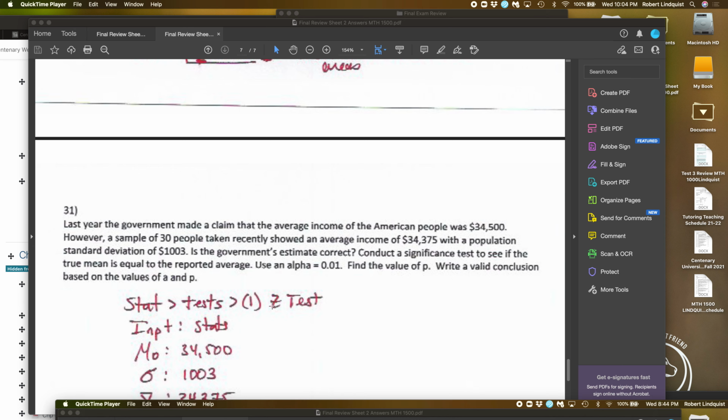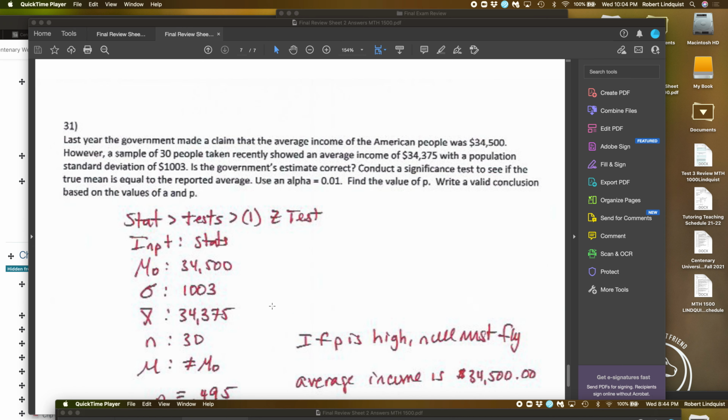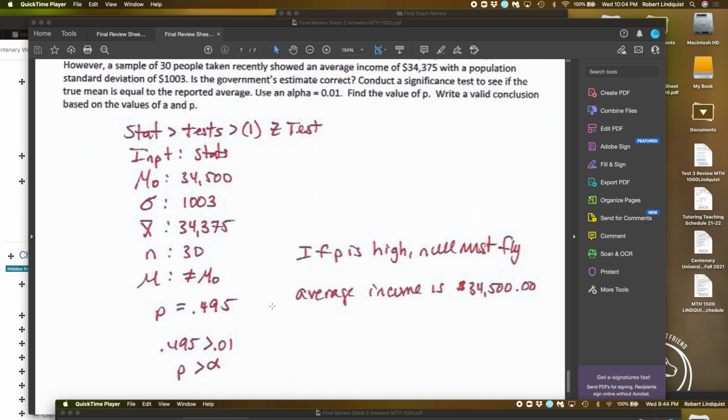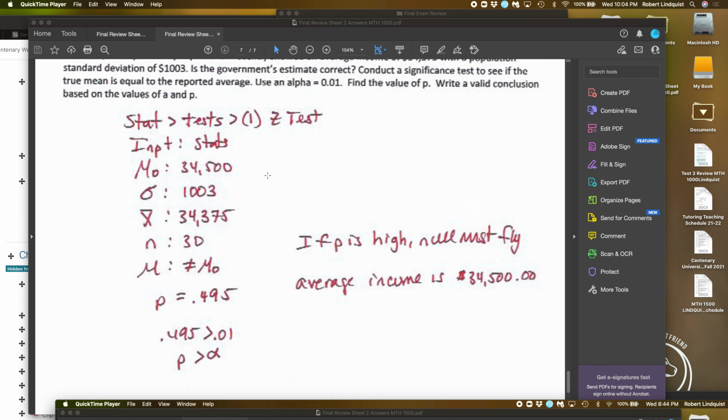Number 31. Last year, the government turns around and makes this proclamation. I would just hold this up because we're almost done with the video time here. It's a z-test. For input, you're going to use stats. The null is 34,500. Standard deviation is 1,003. The mean is 34,375. There's 30 in the sample. We want to test that it's not equal to. That's what it says in the problem.